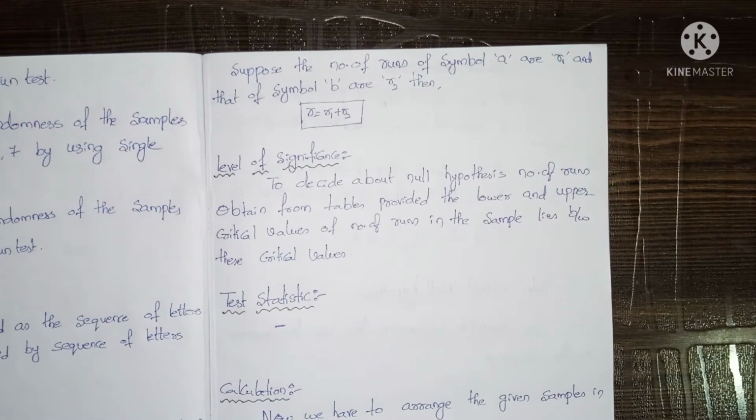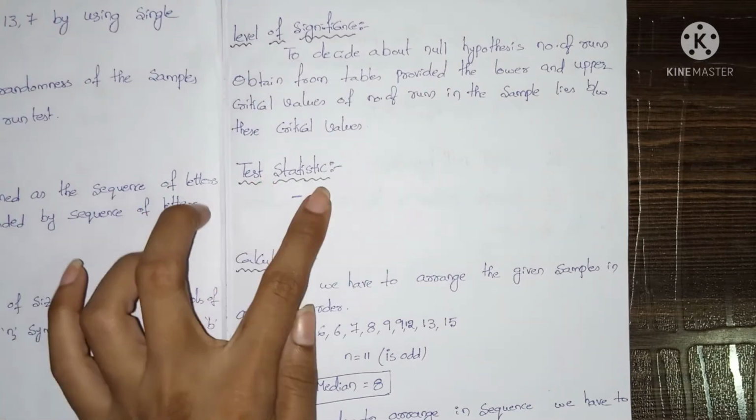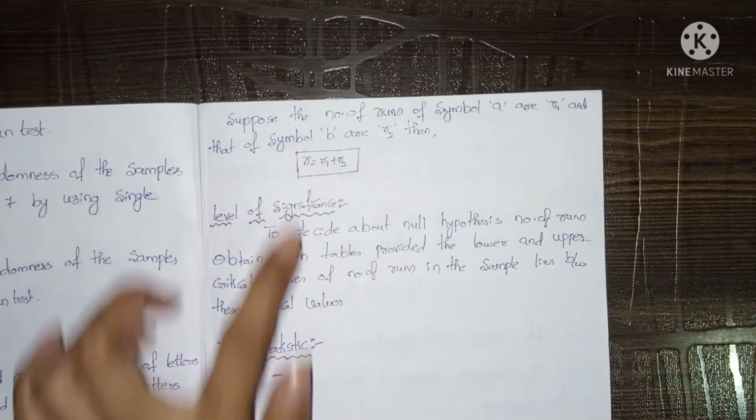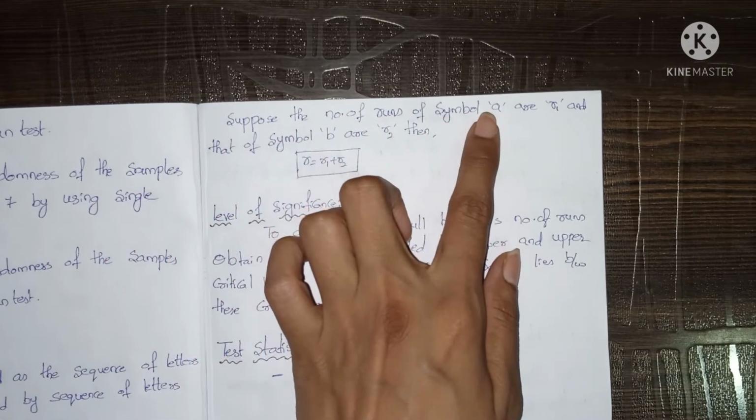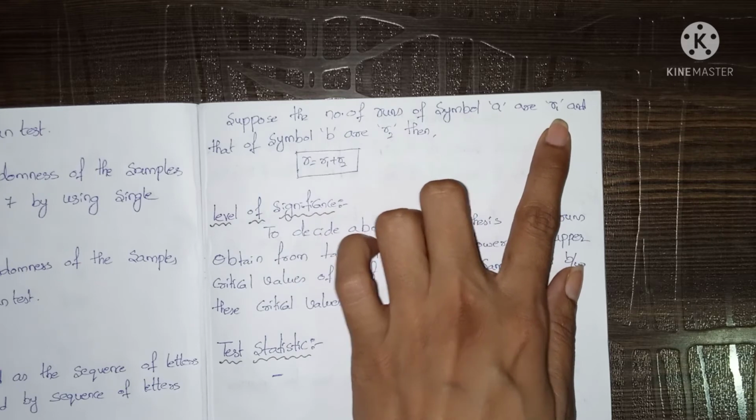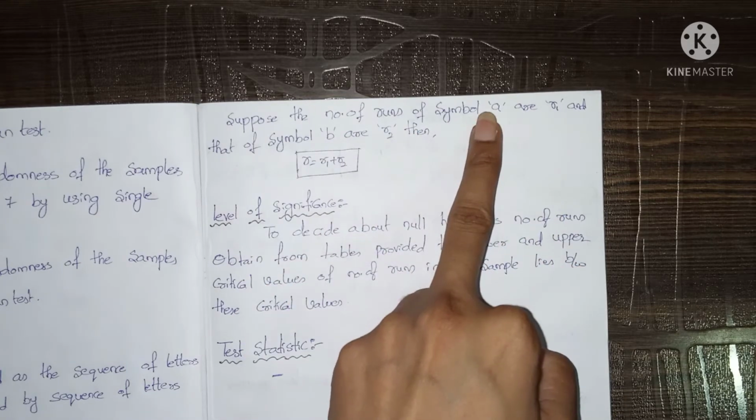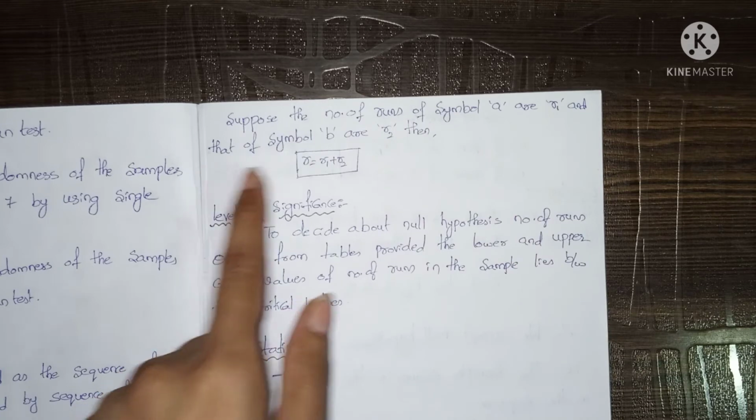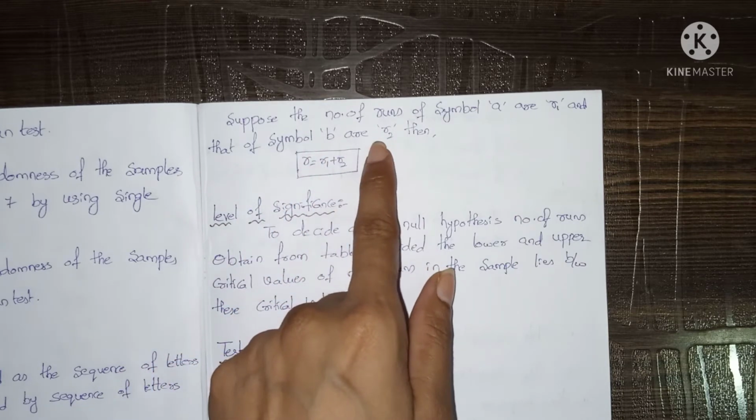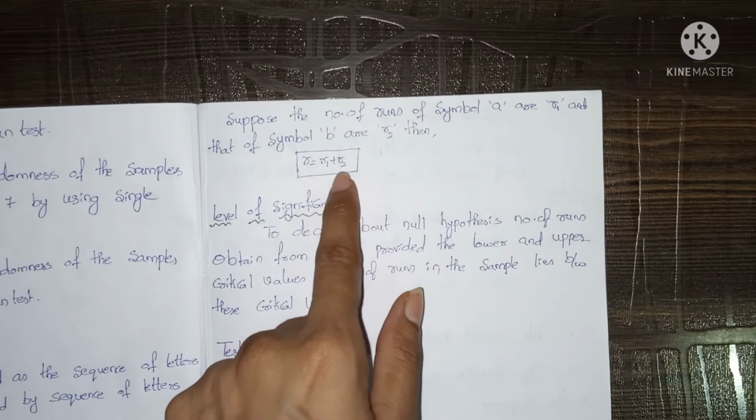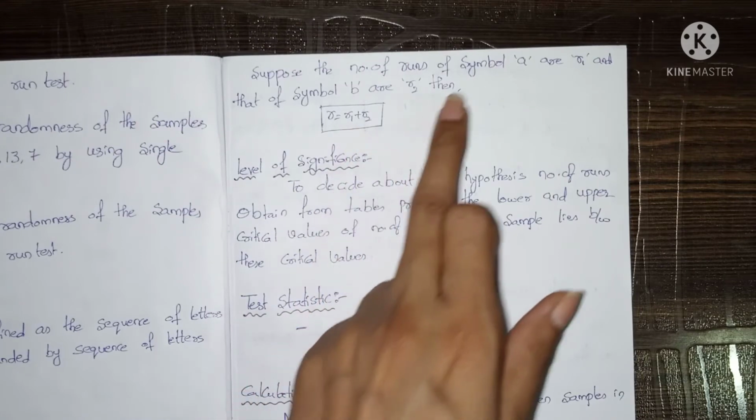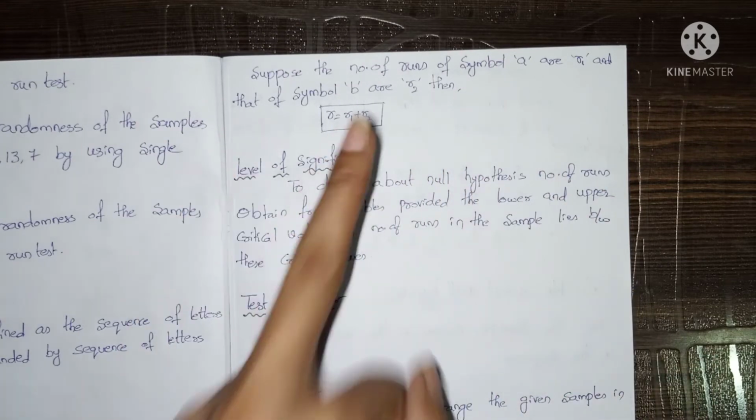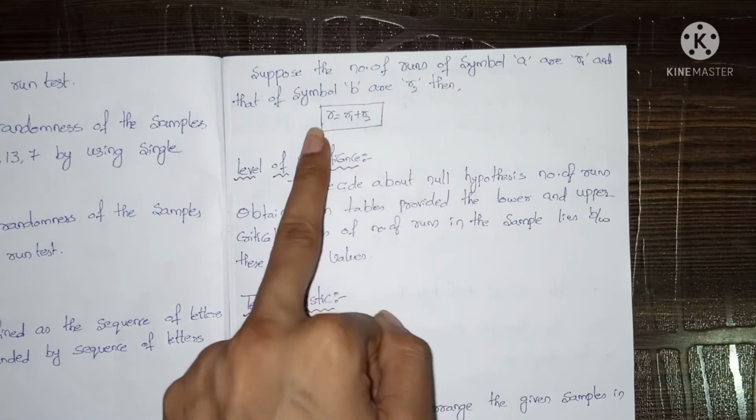Okay, and the next is test statistic. As I told you, this part you have to write here. Suppose the number of runs of type A are R1. So the number of runs related to symbol A we consider as R1, and symbol B we consider as R2. Then R equals R1 plus R2. That means if we add the runs belonging to A and the runs belonging to B, we get the R value.